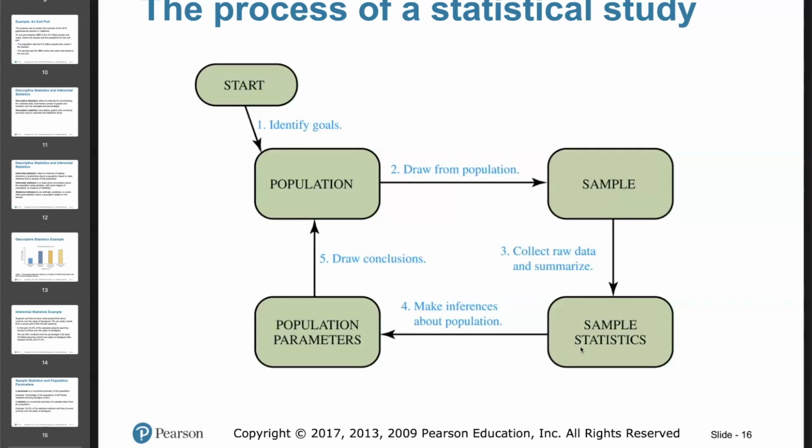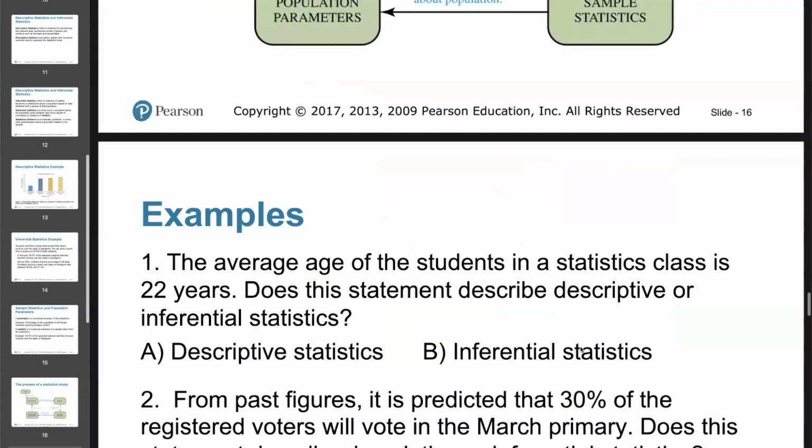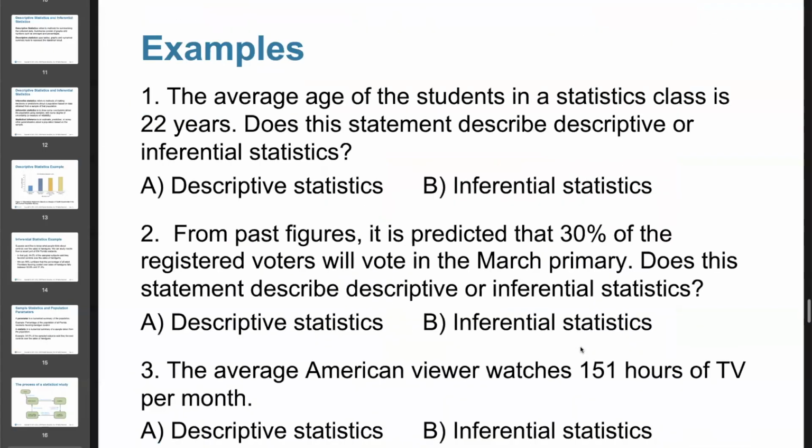Okay, so we make inferences about the population in this case, and then we draw a conclusion about the population parameter. So as I said to you, we study the population through the sample we collect from it. So this is the process of statistical study in general. Here we have some examples about descriptive and inferential statistics.